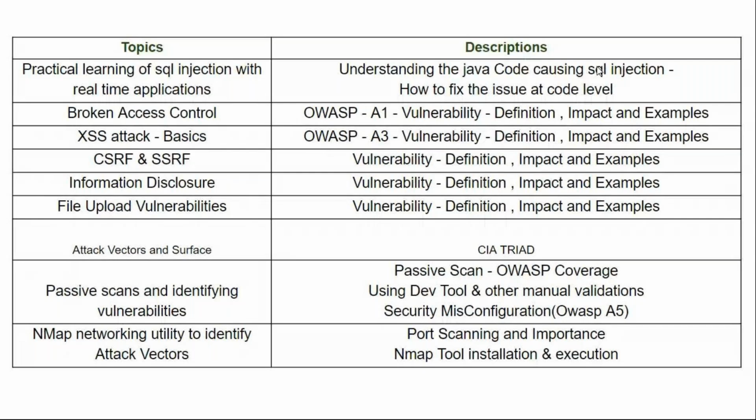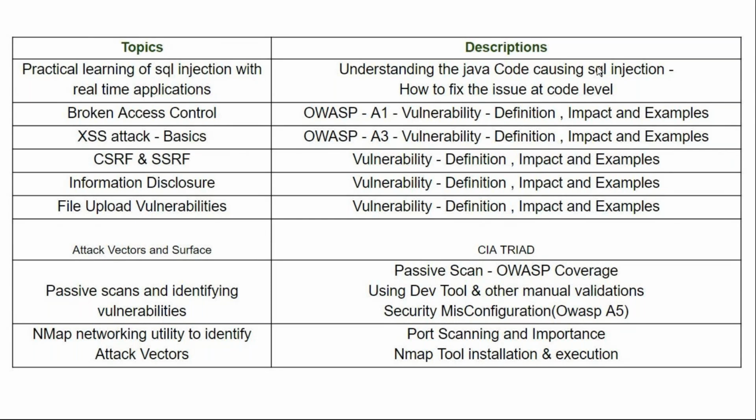Okay, and there's something called vectors and surface. As a tester, when you look into the application, you have to look into what are all the ways I can enter into your system. It can be a URL, it can be user input fields, it can be search fields. All the entry points in your application are called vectors. So we'll go and understand what are attack vectors and what is attack surface.